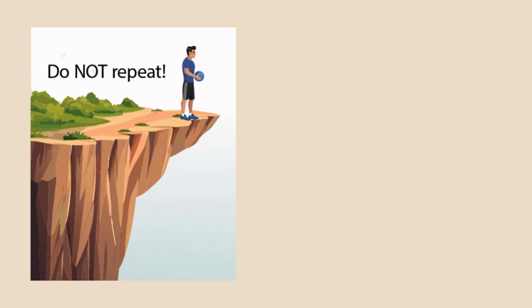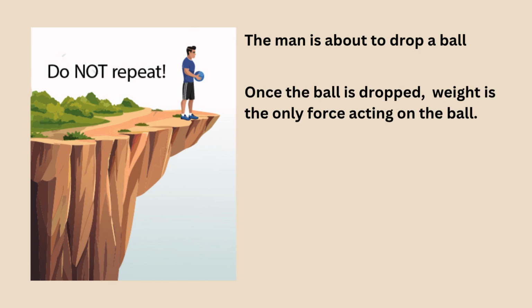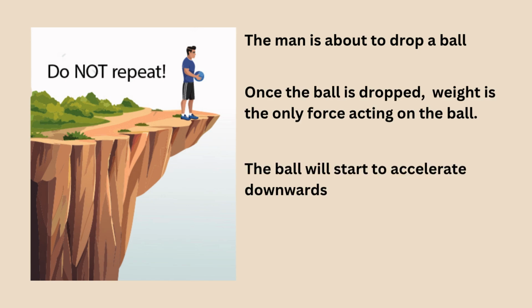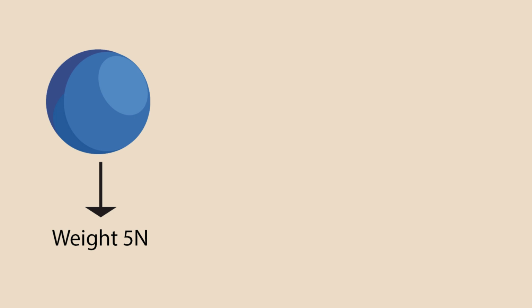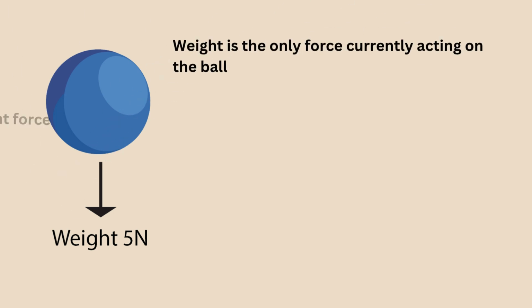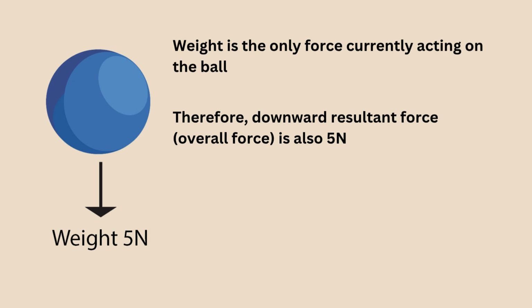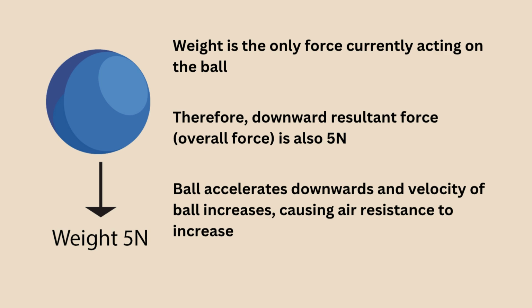Let's look at how terminal velocity works. The man is about to drop a ball. Once the ball is dropped, weight is the only force acting on the ball, so the ball will start to accelerate downwards, and the acceleration occurs due to the force of gravity acting on the ball. As the weight is 5 newtons downwards, the downward resultant force is also 5 newtons. And so the ball accelerates downwards and the velocity of the ball increases.